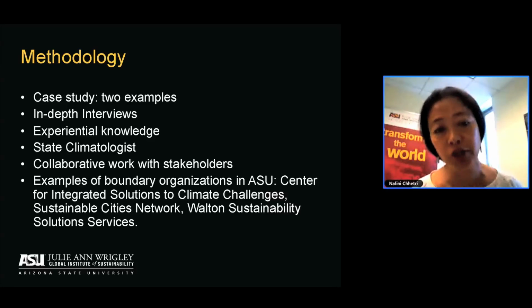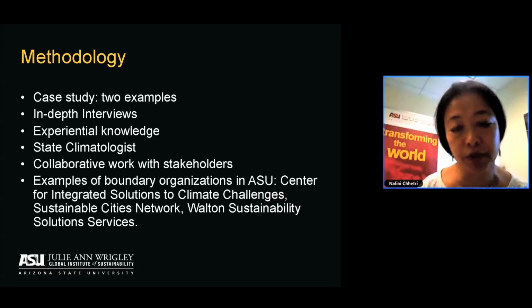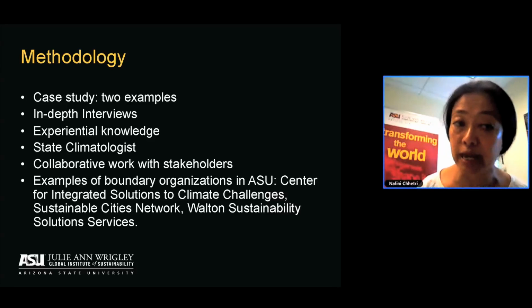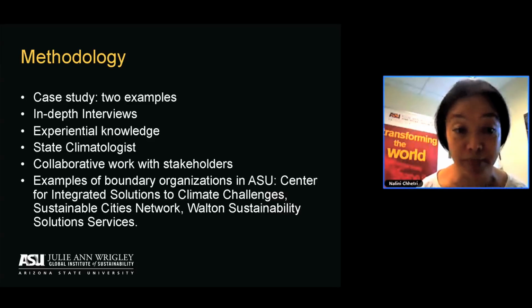The methodologies I have used to come up with some of the findings and issues that I'll be talking about in the next 40 minutes: the way I've designed it is to talk to you about two basic case studies related to greenhouse gas emissions inventory in the city of Phoenix, and maybe there's a third one following up as a third example.